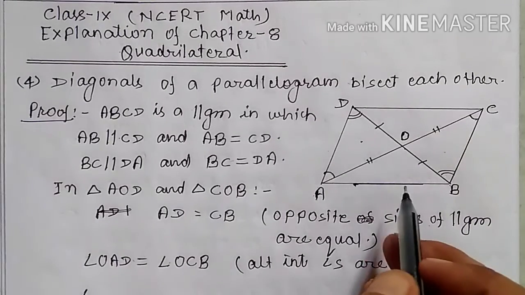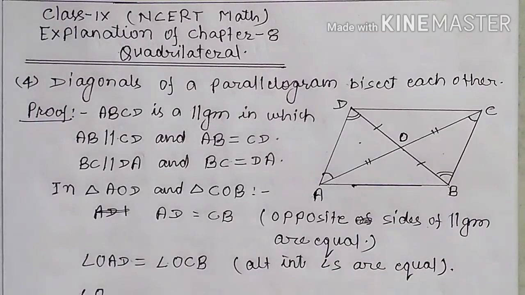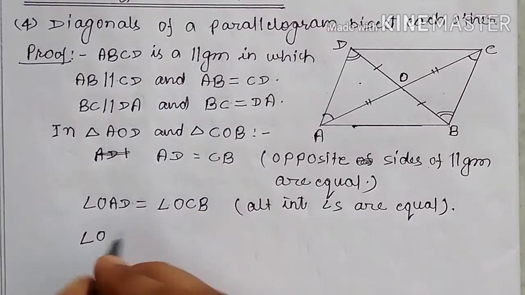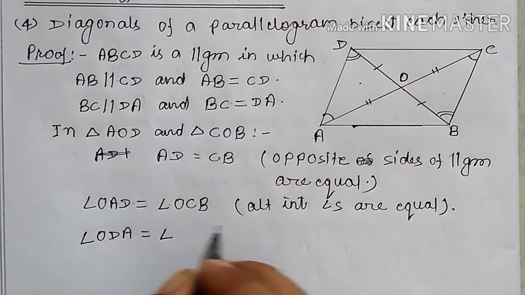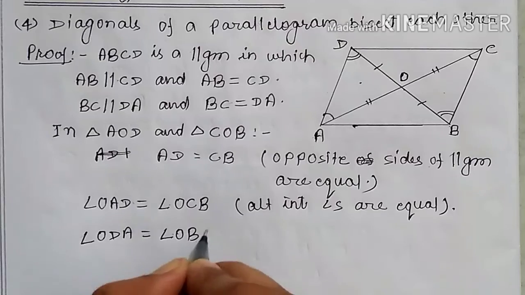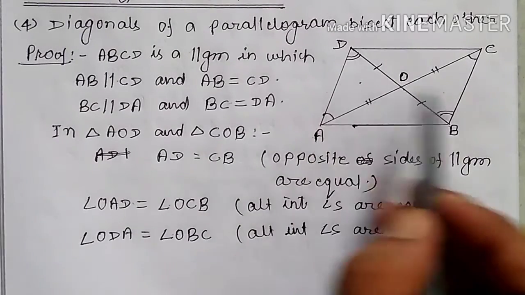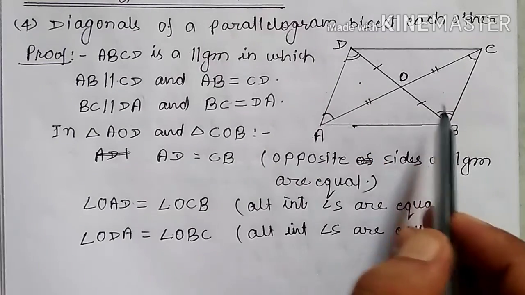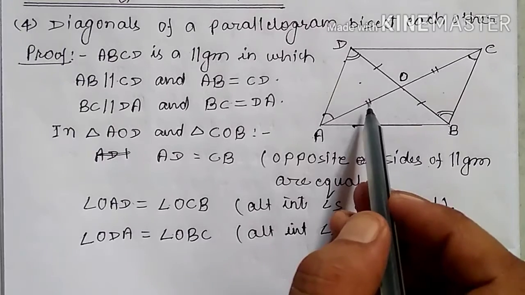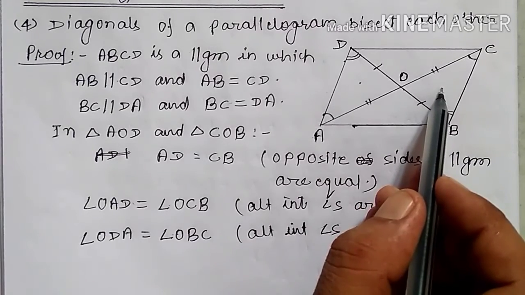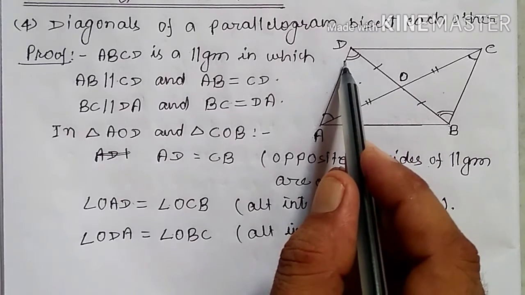Similarly, angle ODA is equal to angle OBC, same reason. This side is equal to this side, this angle is equal to this angle, and this angle is equal to this angle. So we can say that both the triangles are congruent by the angle side angle congruency theorem.